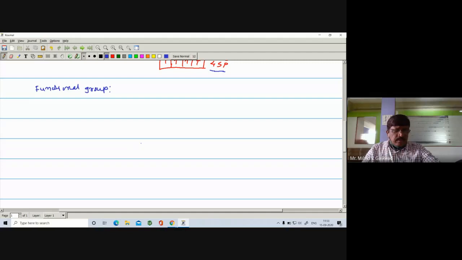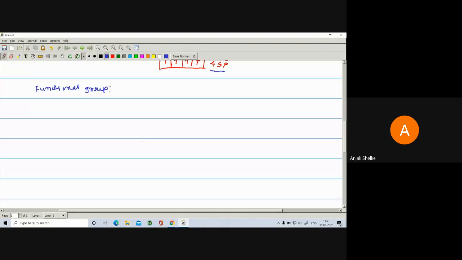Anjali Shalke, what is the definition of functional group? Apurva Pawar: Group of atoms responsible for the characteristics of a reaction.